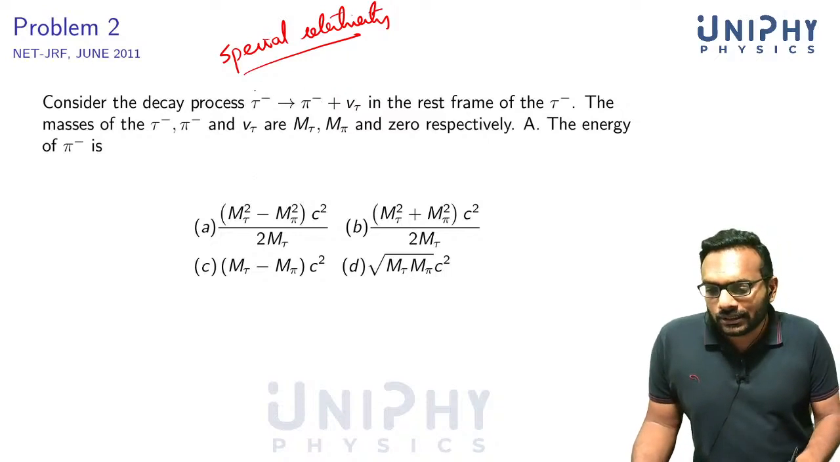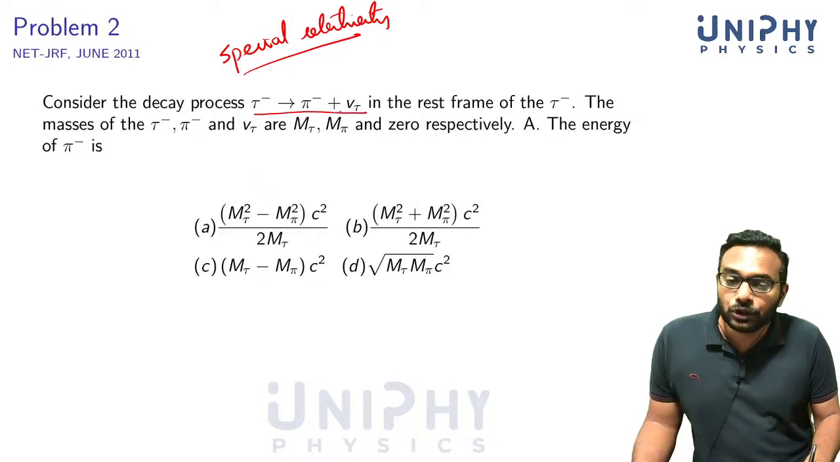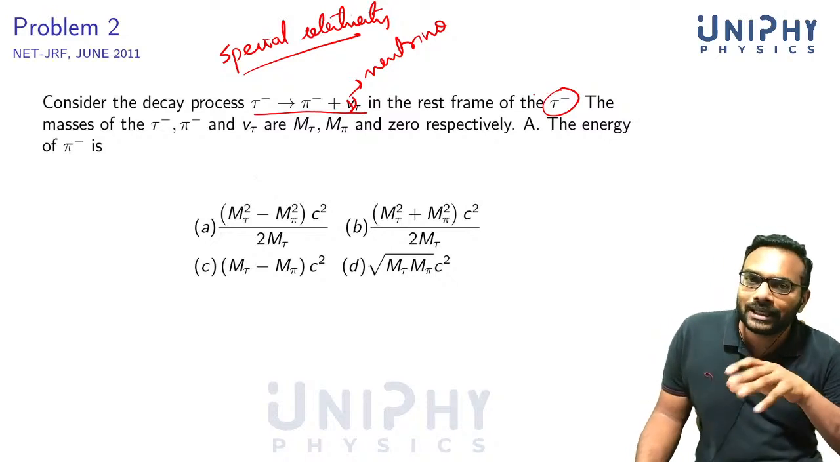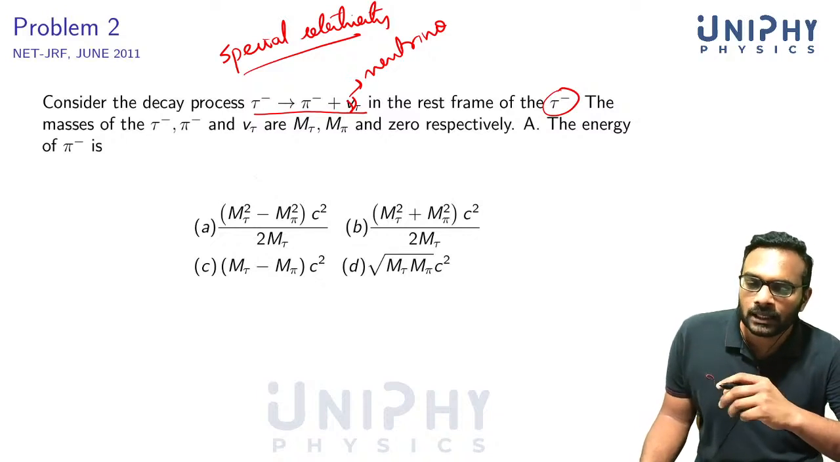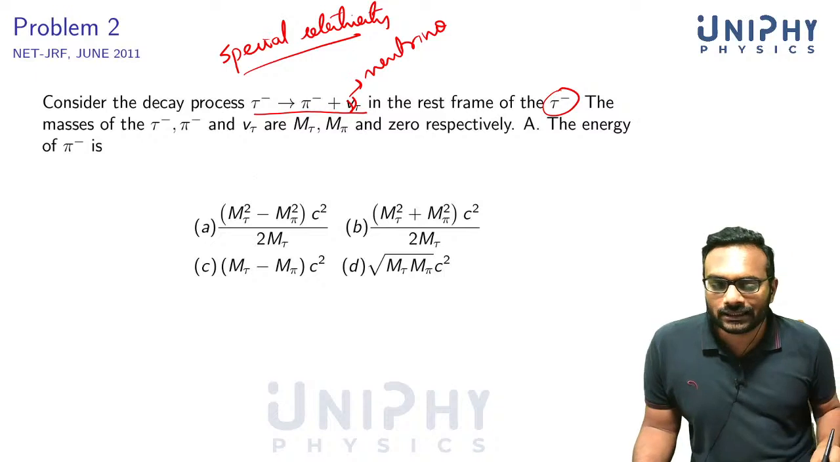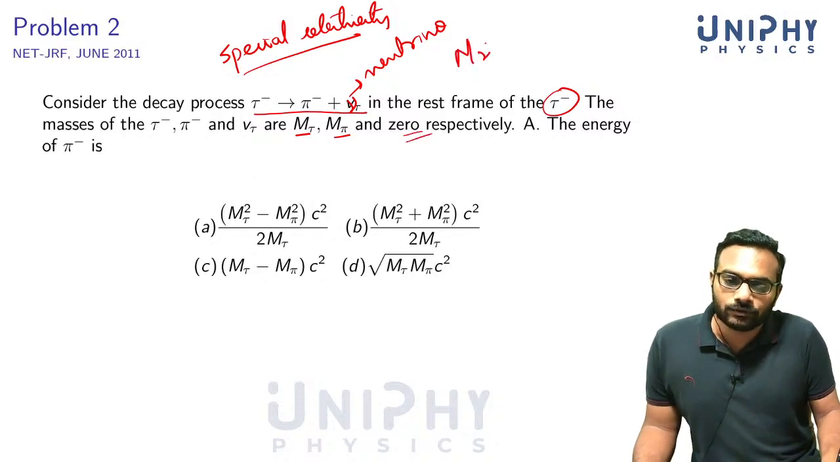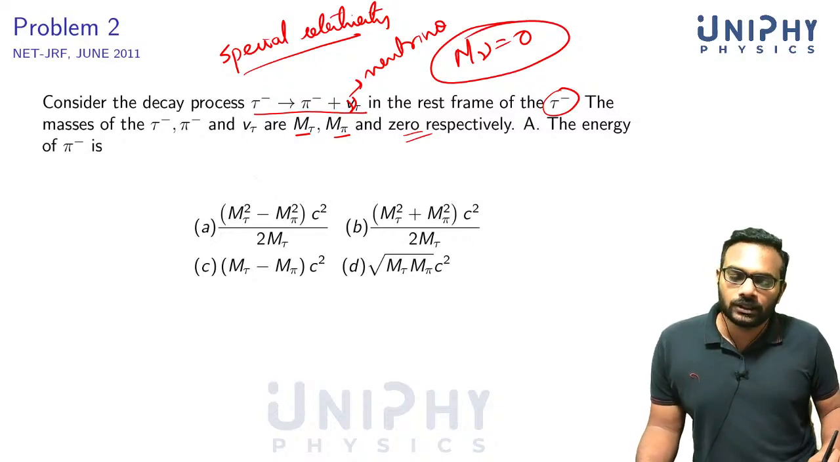And here is the question. Consider the decay process: tau minus gives pi minus plus nu tau. This is nu, a neutrino. In the rest frame of tau minus. Now we are looking at this whole process in the rest frame of tau minus, which means that in this frame the tau particle is at rest. The masses of tau minus, pi minus and nu tau are m tau, m pi and 0. So the mass of the neutrino is taken as 0. Very important. We can use this fact.